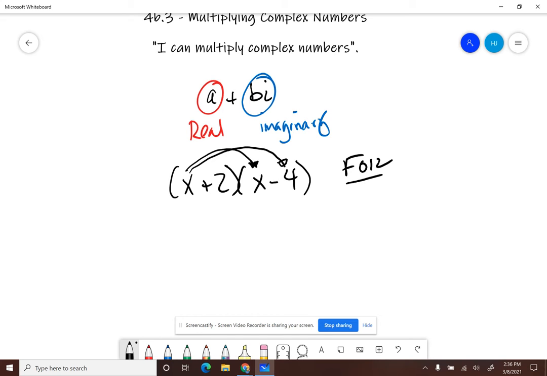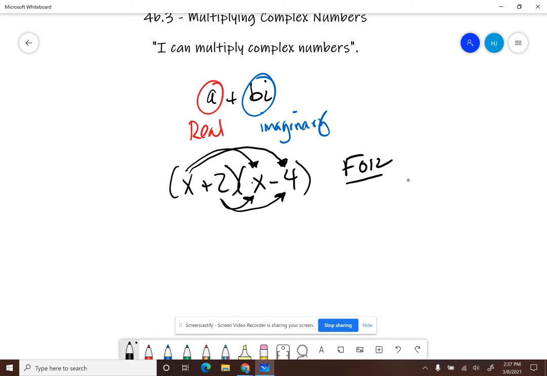terms, multiplying those. So I'm really just distributing this x through this binomial, and then I would move to my inner terms and then to my last term. So again, I'm just distributing the 2 through these two things. So we know how to do this already, but we'll walk through it real quick.